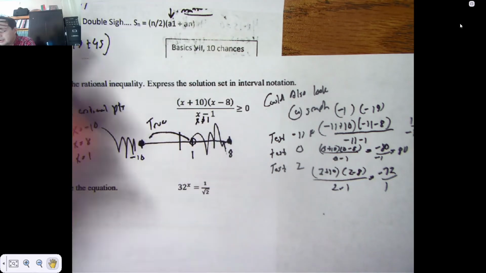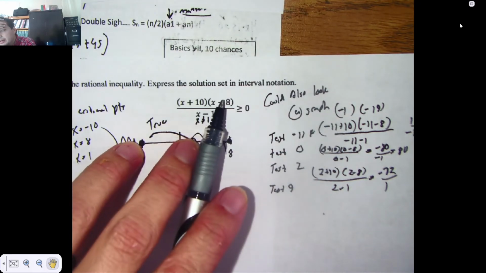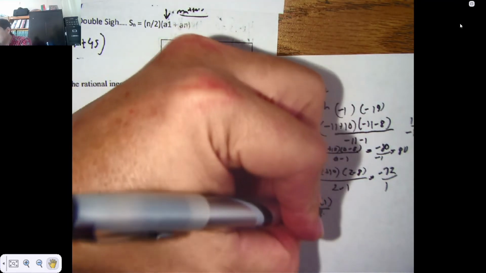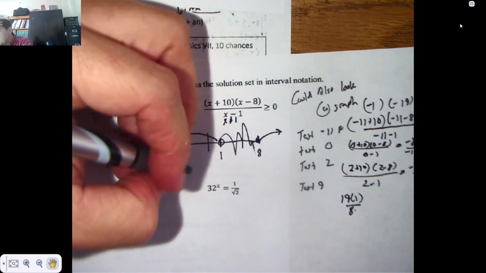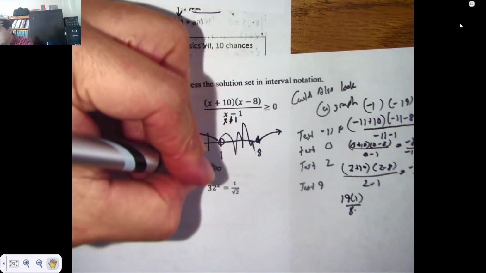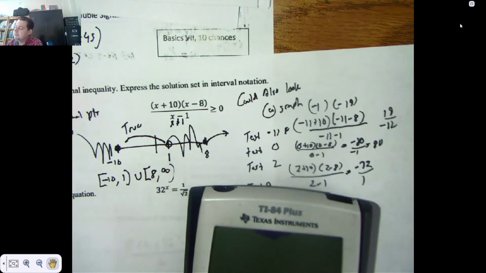So this is false. Oh, I also have to test something else like a 9. I got to test to the right of 8. Now, if I do a 9, I'm going to have 19, and I'm going to have 1, and I'm going to have 8 in the bottom. Well, this is true too. That's bigger than 0. So I get to be that. So the space I get to be is between negative 10 and 1, unioned with 8 to infinity. And notice the brackets and the parentheses, all that stuff still matters. I did mention you could do this in a TI-84. You can. It's maybe not as obvious as what's going on.